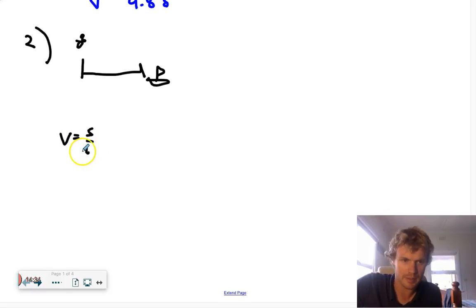So then when we rearrange this formula to find S, S is equal to V times by T.